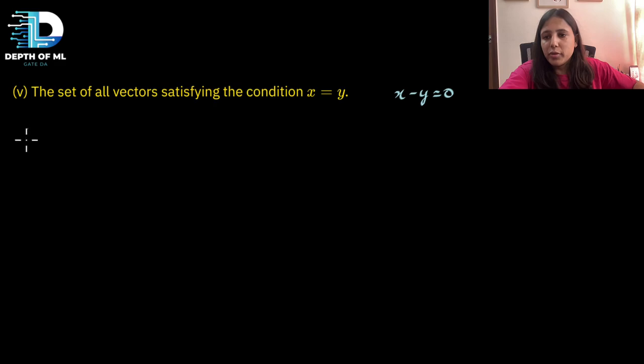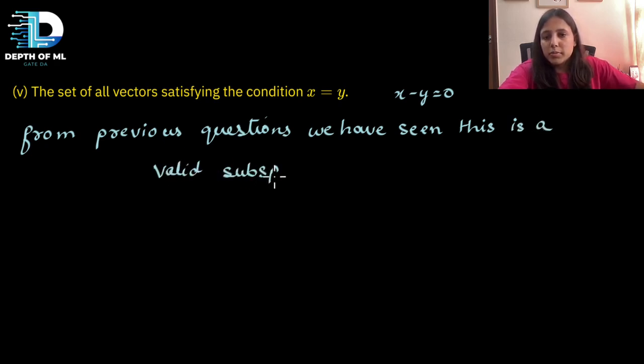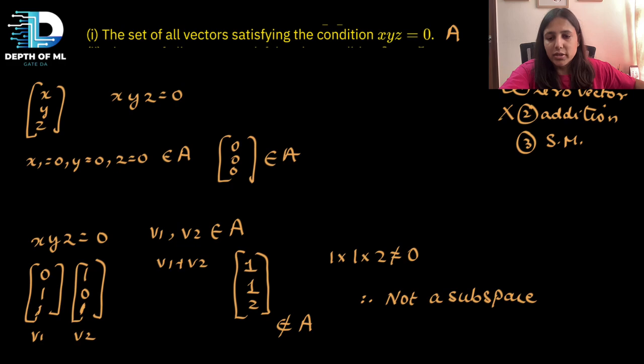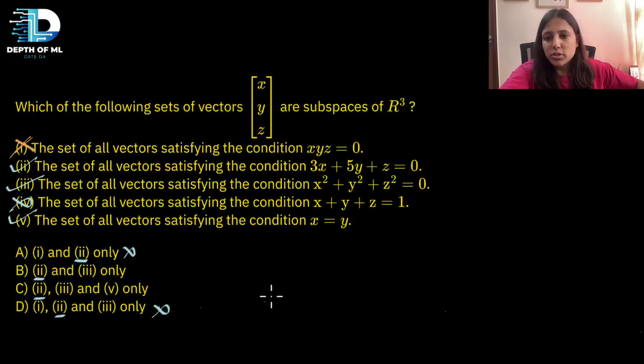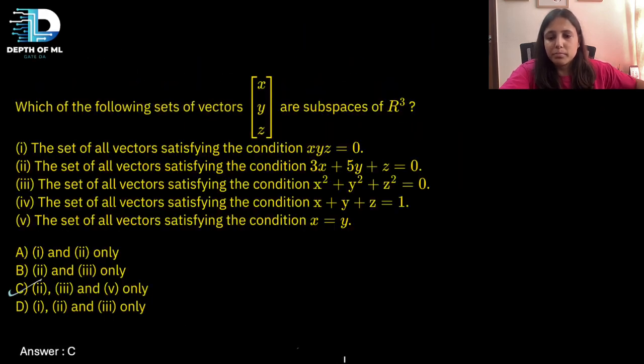I'll just write it from previous questions. We have seen this is a valid subspace. So if you are confused, please do it again and see for yourself that this is actually true. So this is true. So the correct options are second, third and fifth, which is C option. So your C option is correct. The answer to this question is C option.